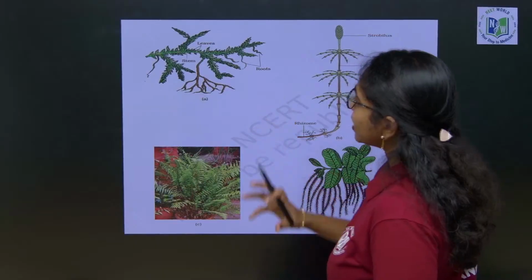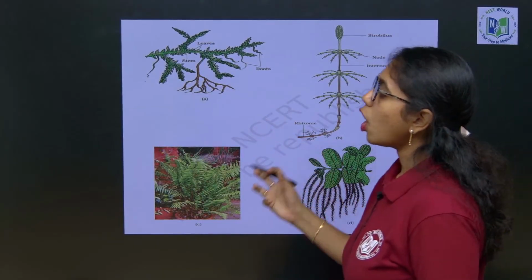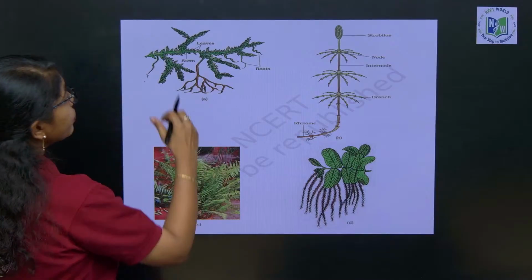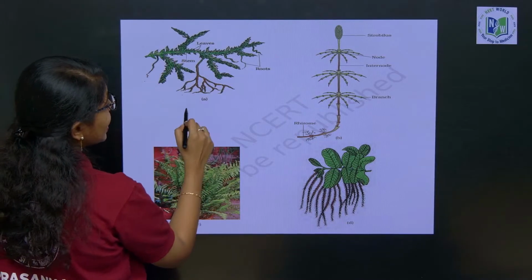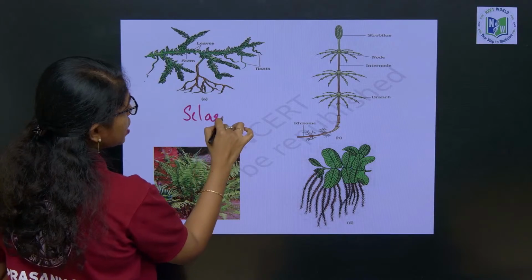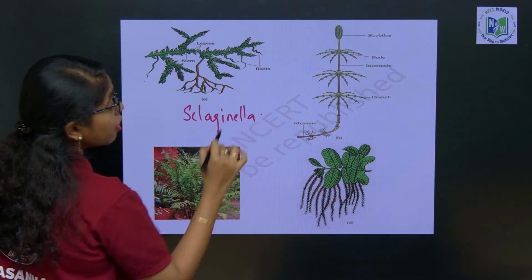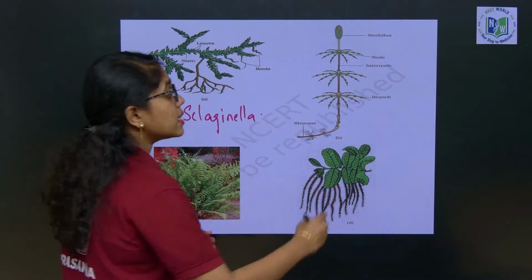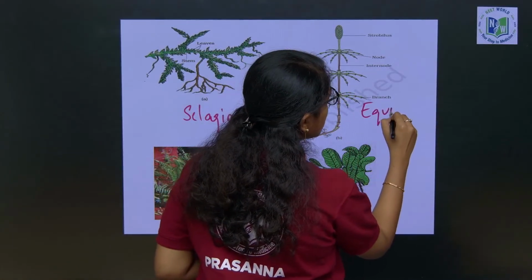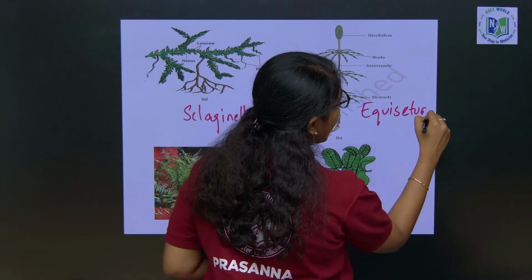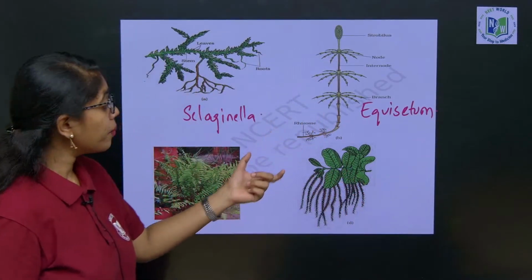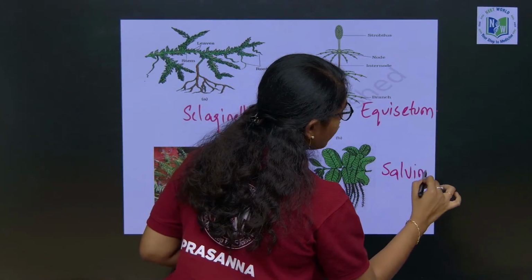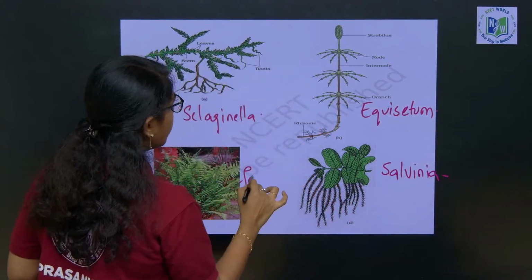Next comes pteridophytes, which are horsetails or hornworts. So these pteridophytes, if you see, first is the diagram of Selaginella, which comes under which class of pteridophyte, Nana? Lycopsida. This is Equisetum, which comes under Sphenopsida, and this is Salvinia, and this is Ferns.